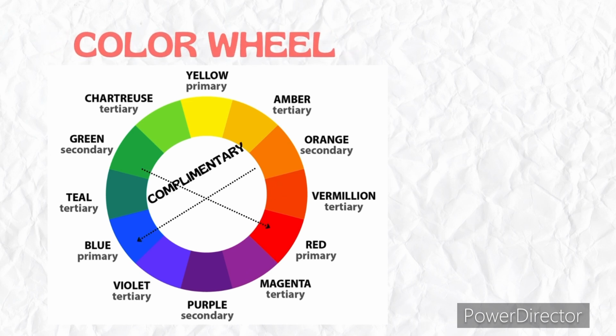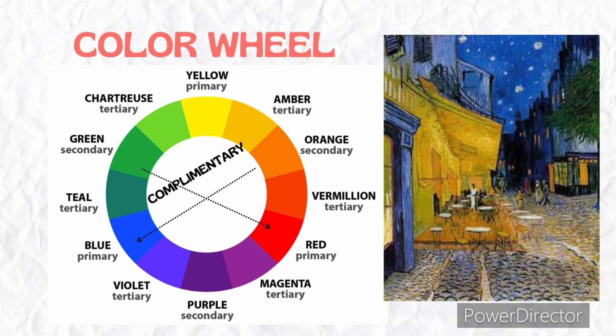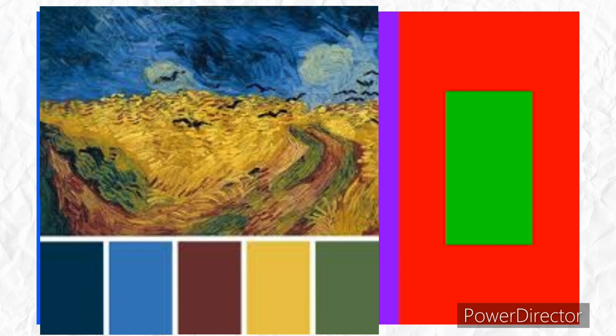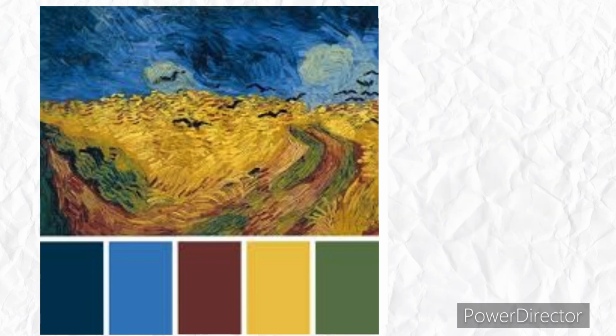Now what happens if we pair two opposite colors on the color wheel together in a palette? This creates a lot of drama and contrast. This is known as a complementary color scheme. Van Gogh was famous for using complementary schemes in many of his paintings.